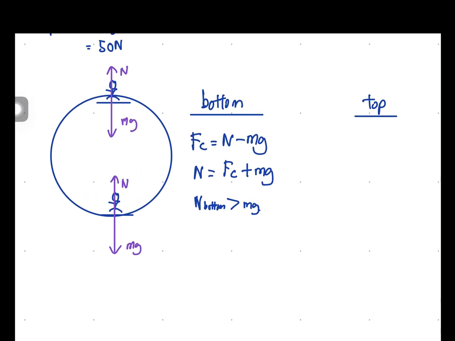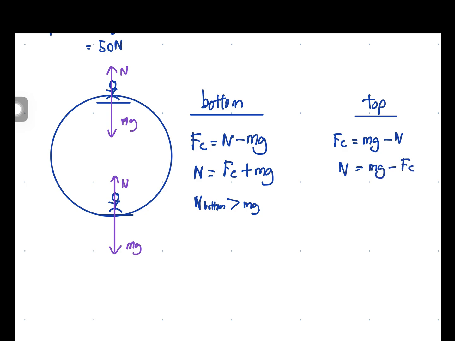At the top, we will look at the free body diagram at the top. So mg and normal are in opposite directions again. Our equation for centripetal force this time will be equal to mg minus normal. Why mg minus normal? Because mg is directed to the center of the circle, so the net force must be directed to the center. That means this value must be bigger than normal. Rearranging the equation, I end up with normal equals mg minus centripetal force.